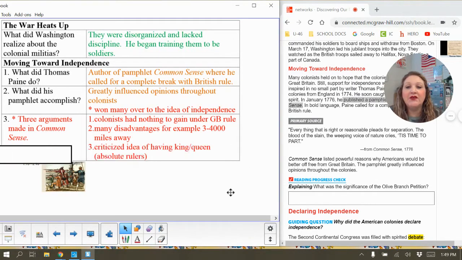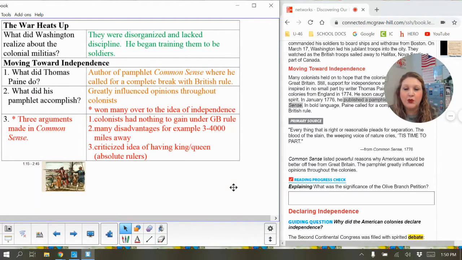And then we have, he criticized the idea of having a king or a queen and this idea of absolute rulers, and basically that it's outdated and that there shouldn't be one ruler to make the decisions for all of these people. He is not representative of all of these people who are under his rule. And so he really made people think about these things, which then made them think that it was a better idea to break away from Great Britain and become an independent nation.